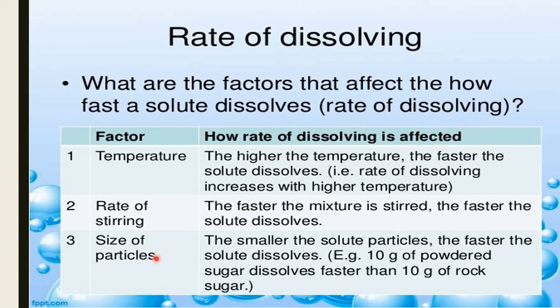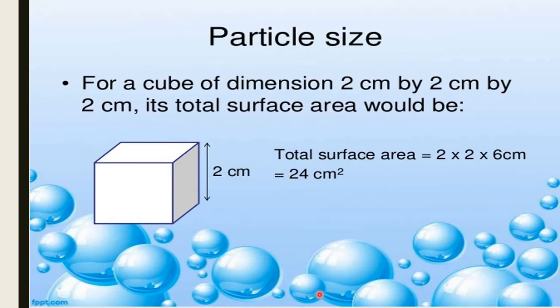Size of particles: the smaller the solid particles, which is the sugar example, the faster the solid dissolves. For example, 10 gram of powder sugar dissolves faster than 10 gram of rock sugar. Powder, the size is smaller compared to the rock. Rock is a bigger size. Powder is like flour. So the size is much smaller and has a higher surface area compared to the rock sugar.